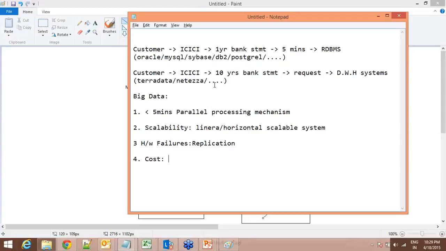Suppose, for example, to make it clear, assume I have some 1 TB of data, and I load it into a Teradata cluster. If I want to process 1 TB of data in a Teradata cluster, it's going to cost around $16,000 for the customers. But if I want to process the same 1 TB of data in Hadoop, it's going to cost a maximum of $3,000. So if you see the cost difference, it's more than 5 times cheaper.